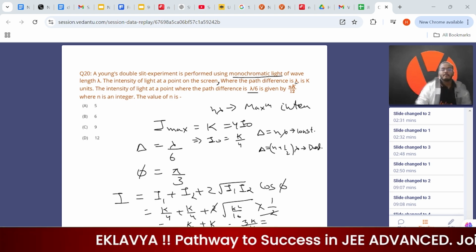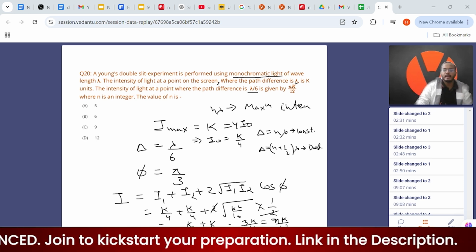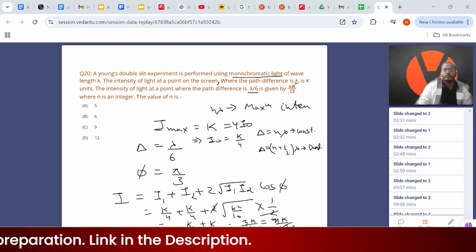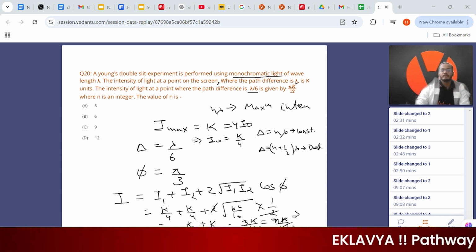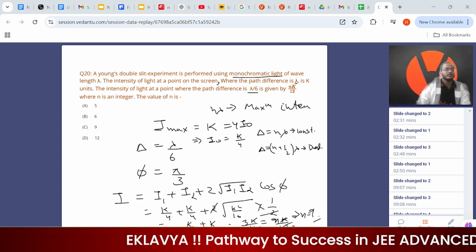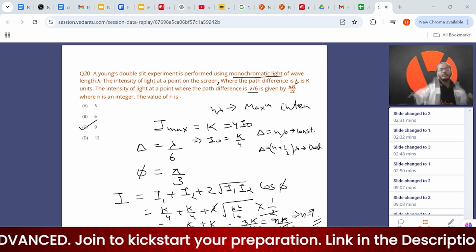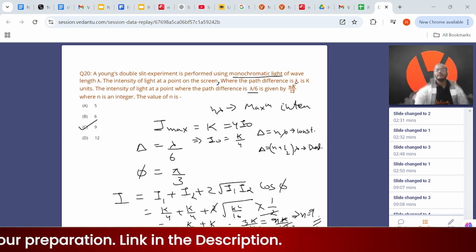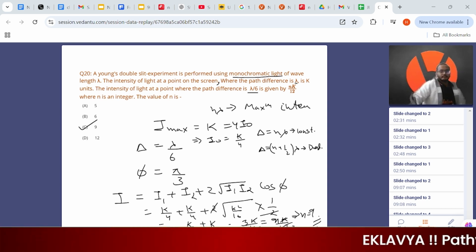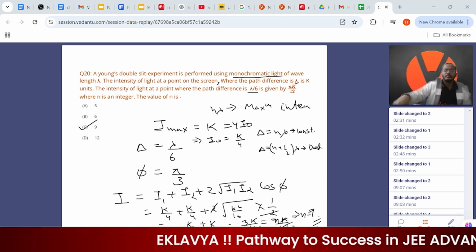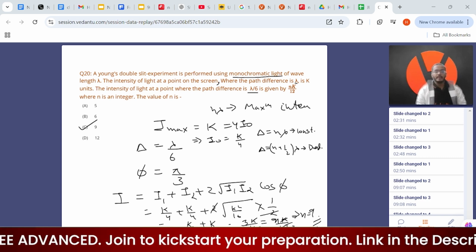And it is given that it is actually equal to nK by 12. Now it will be equal to 3 by 4 equals n by 12. K and K will cancel out. So from here, n will be equal to 9. All you had to use was the logic that lambda is for maximum intensity, which is equal to 4 I naught, and then do the necessary calculations. And for path difference lambda by 6, the phase difference will be pi by 3.